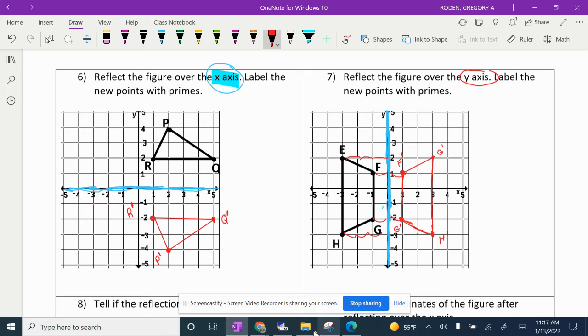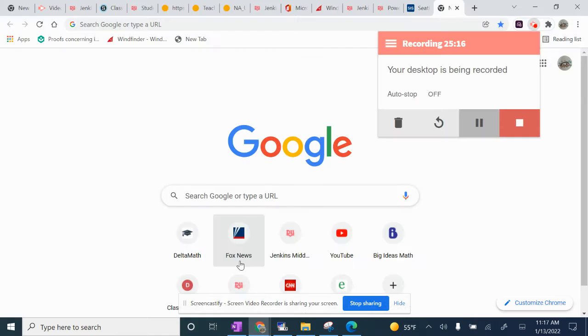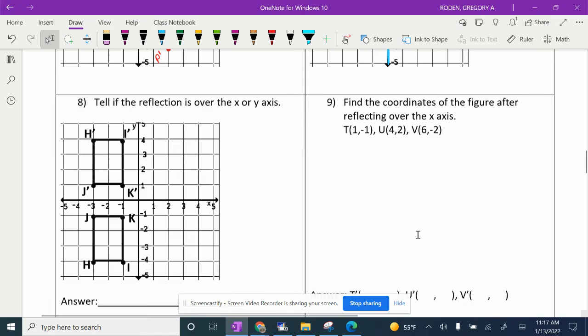All right, I'm going to pause the video really quick. Okay. All right, now, stop. The next concept is very simple. Okay, it says the next concept is a very simple concept. It's asking, did you reflect over the x-axis or the y?